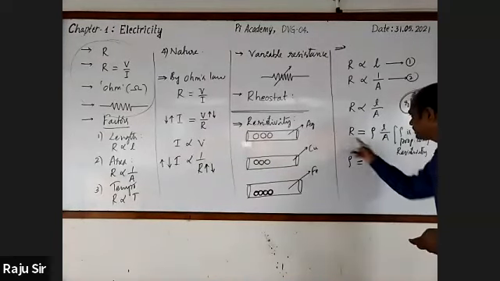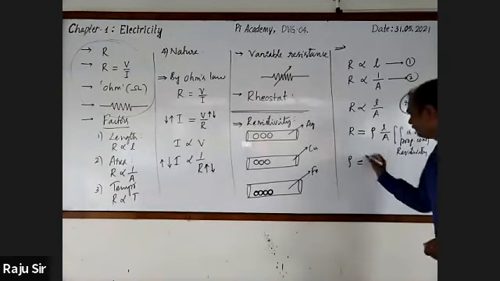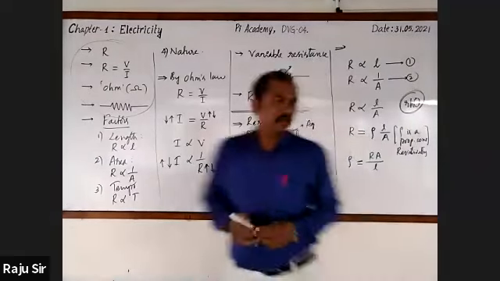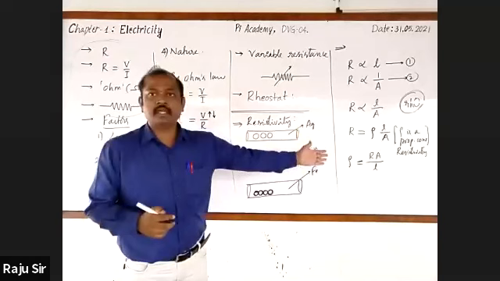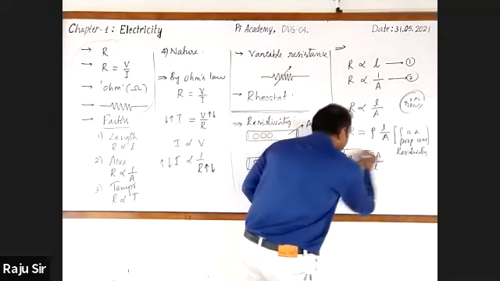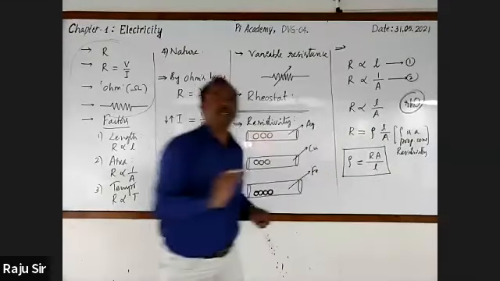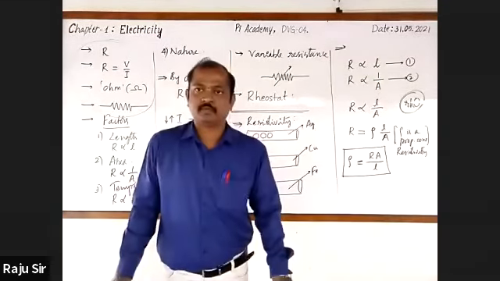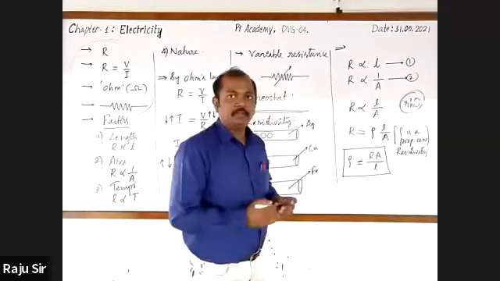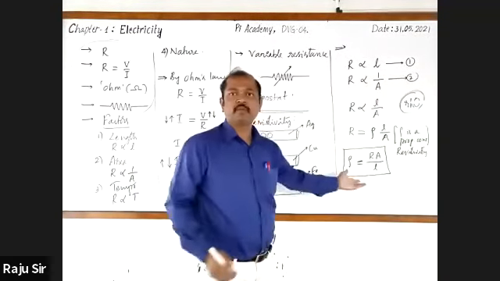Rho can be solved by cross multiplying A: rho is equal to R into A by L. This is the formula used to find out the resistivity of a conductor. Hope that you have understood. And this is the derivation of resistivity.